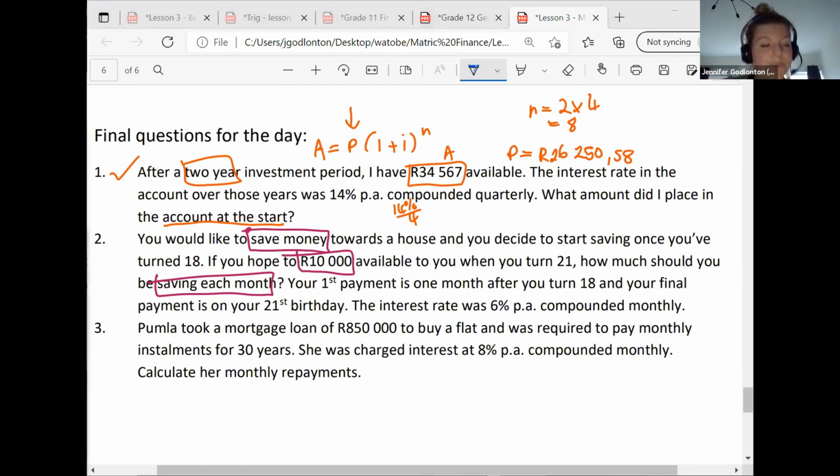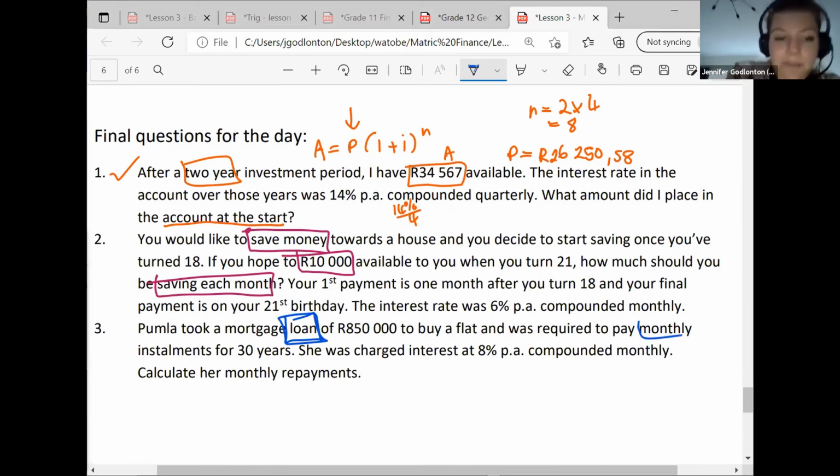Nice. Okay, great. As soon as we see the words loan and we see the words monthly installments, our brain needs to go present value, because we have a big bulk sum of money that I'm going to pay off over time, and that's going to be a present value. Okay, so let's go through what our values would be here.